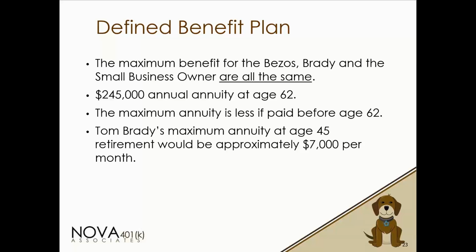So Tom Brady, I think he's around 45 right now. So if he quit today, which he'll probably play for another 10 years knowing him, in a qualified defined benefit plan he could get approximately $7,000 a month. And that's the maximum annuity that he can get. I hope he can live on that.